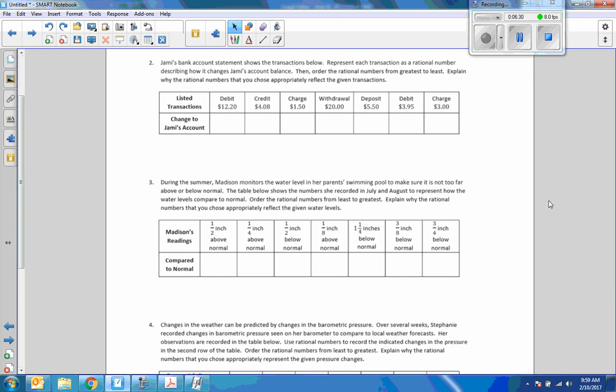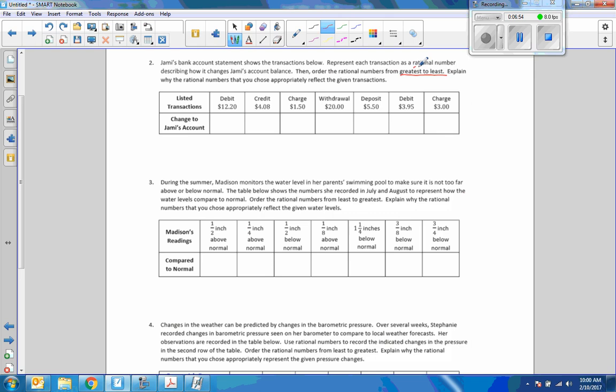Okay, number 2. Jamie's bank account statement shows the transactions below. Represent each transaction as a rational number, describing how it changes Jamie's account balance. Then order the rational numbers from greatest to least. So I'm going to underline that, greatest to least. Then explain why the rational numbers you chose appropriately reflect the given transactions.